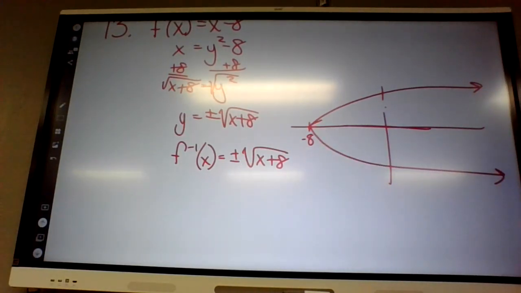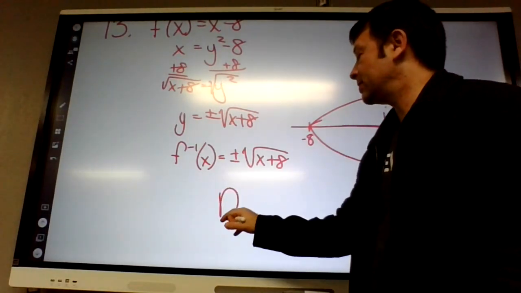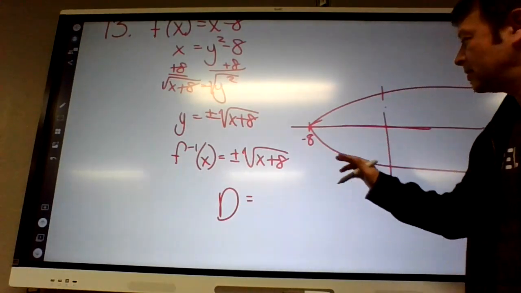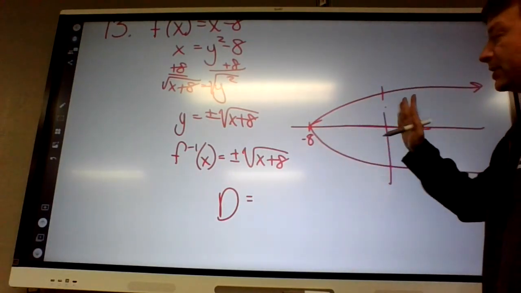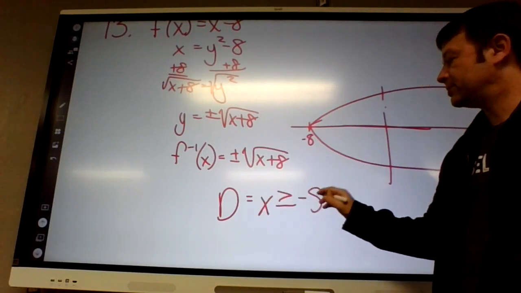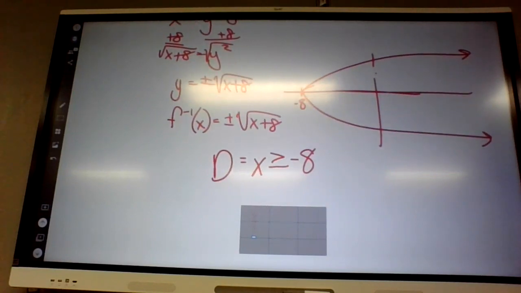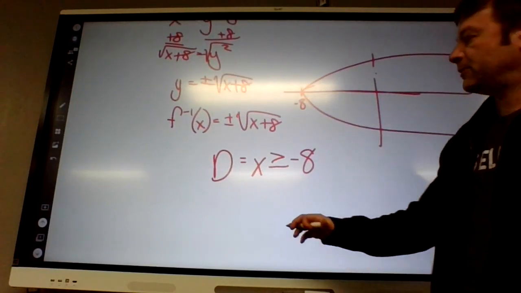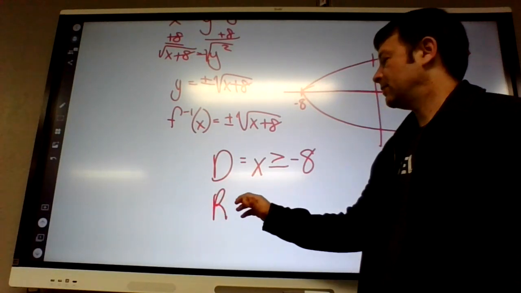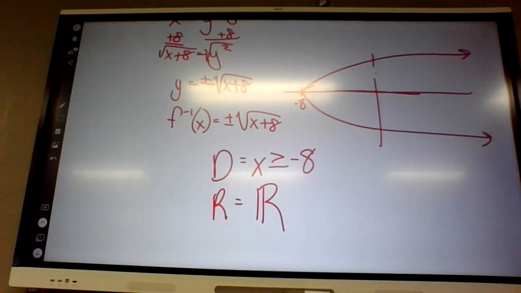Okay, so the question is, we're not actually supposed to have to graph it, but what's the domain? x is greater than or equal to -8. That's the lowest x value. So x is greater than or equal to -8. What is the range? How far up and down does it go? All real numbers. Yeah, forever. It goes forever up and forever down. So all the numbers.